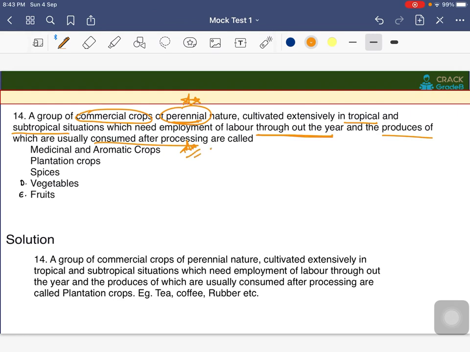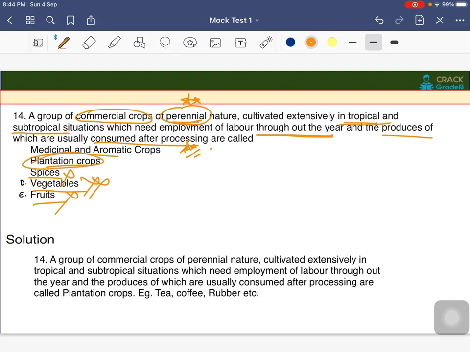Is it medicinal and aromatic crops, plantation crops, spices, vegetables or fruits? Spices and vegetables are ruled out because they are not perennial in nature, they are very season specific. Fruits, of course, they are not telling any exception. Some of the fruits are perennial in nature, some of them are seasonal. Medicinal and aromatic crops cannot be grown in all the tropical and subtropical regions. The answer will be plantation crops.